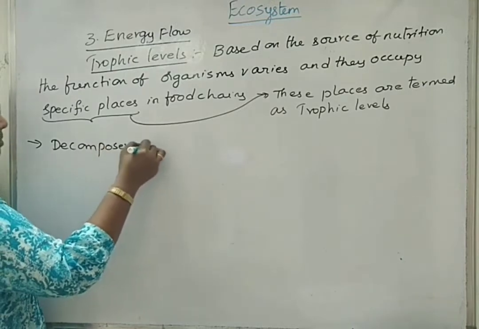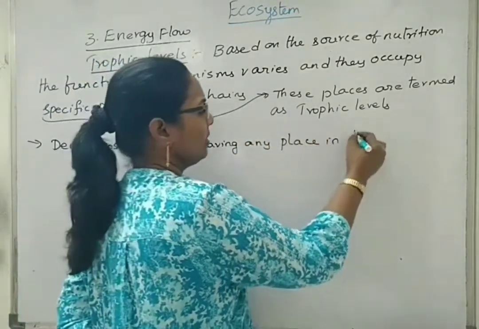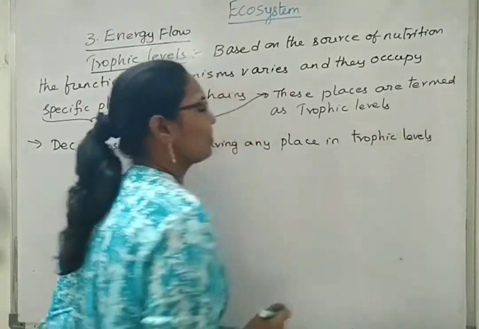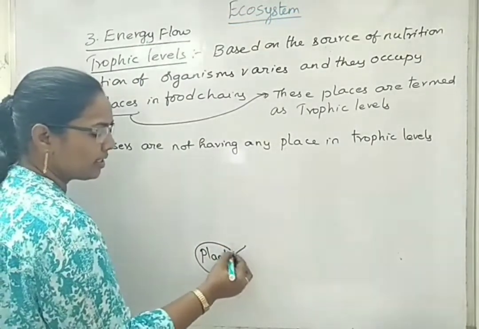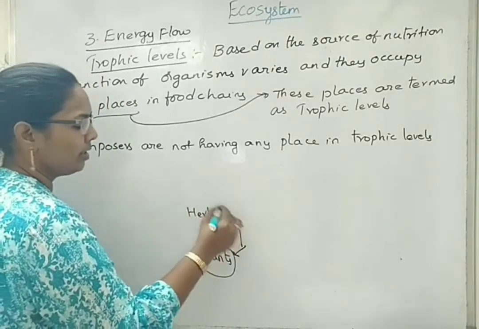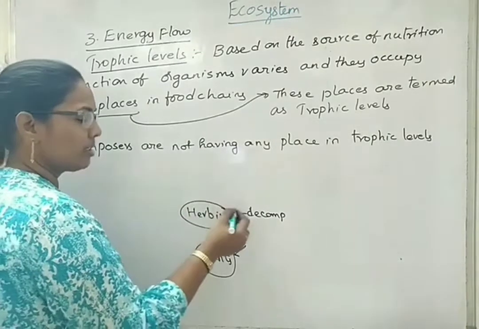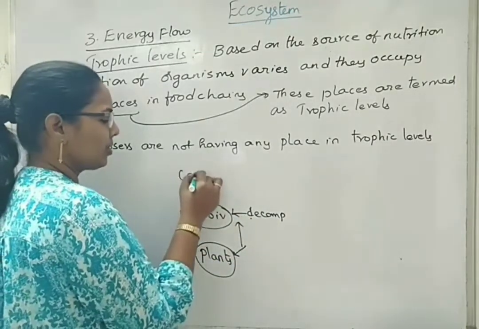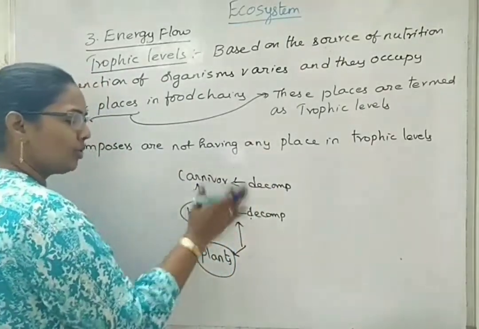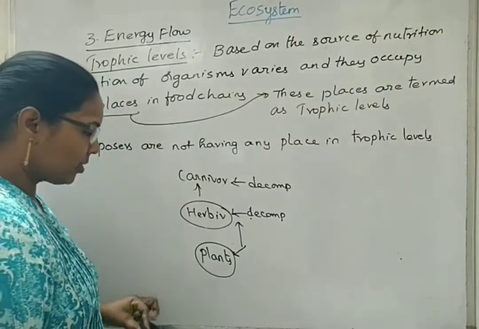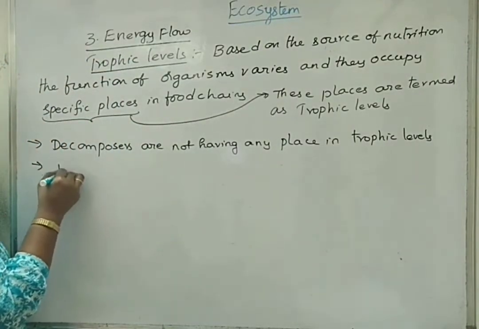Decomposers are not having any place in trophic levels. Because, suppose if you take plants, decomposers present there will digest them and then transfer energy. Coming to herbivores, again after the death of these herbivores, decomposers have to digest all this, converting organic matter into inorganic nutrients. So decomposers are needed here also. If you take carnivores, again the decomposers will decompose the dead organisms of the carnivores. Again, their energy level starts from there. So decomposers are occupying all types of trophic levels. So there is no specific place for the decomposers in the food chain, in trophic levels.